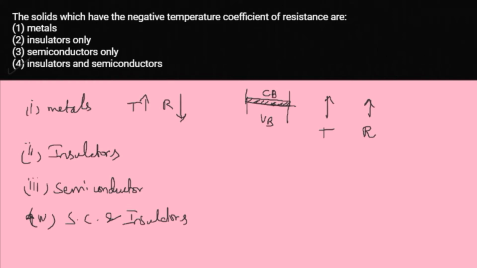In metals, if you increase the temperature, the resistance increases. Because of that, the conduction becomes very, very less. Conduction gets affected because of the increase in temperature.